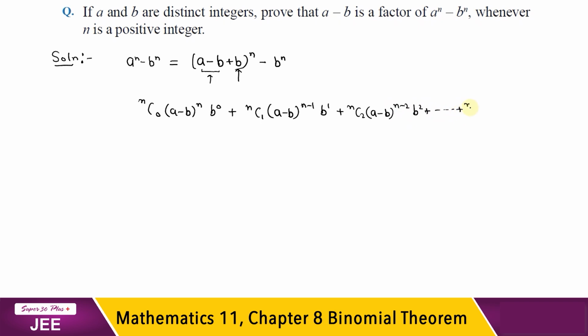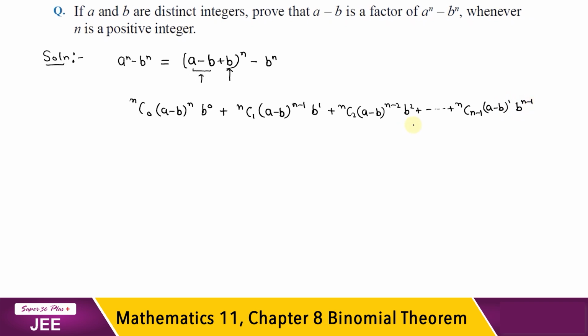Now before the last term we will have nc(n minus 1) (a minus b) raised to the power 1 and b raised to the power n minus 1. And the last term is going to be what?